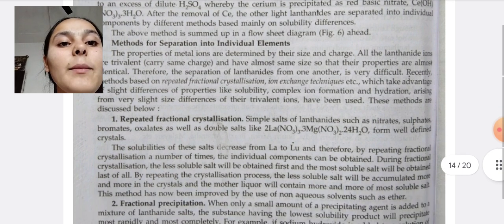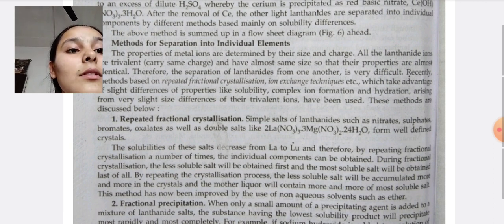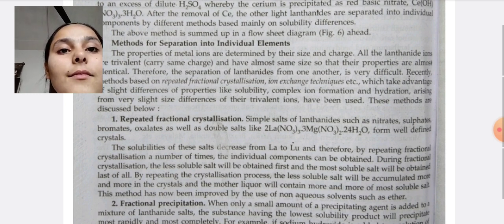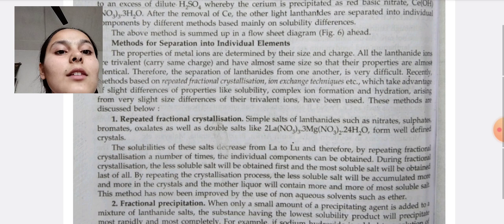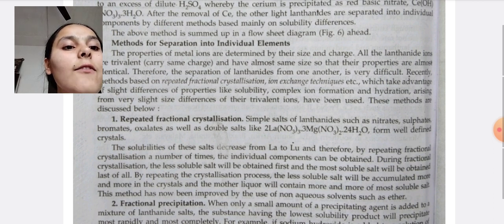First, repeated fractional crystallization. Simple salts of lanthanides such as nitrate, sulfate, bromate, oxalate, as well as double salts like 2La(NO3)3·3Mg(NO3)2·24H2O form well defined crystals. The solubilities of these salts decrease from lanthanum to lutetium. By repeating fractional crystallization a number of times, the individual components can be obtained. During fractional crystallization, the less soluble salt will be obtained first and the most soluble salt will be obtained last of all. By repeating the crystallization process, the less soluble salt will be accumulated more and more in the crystals, and the mother liquor will contain more and more of the most soluble salt.